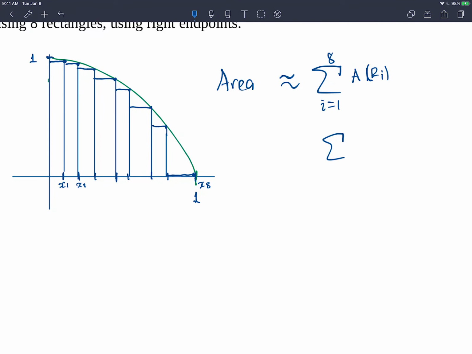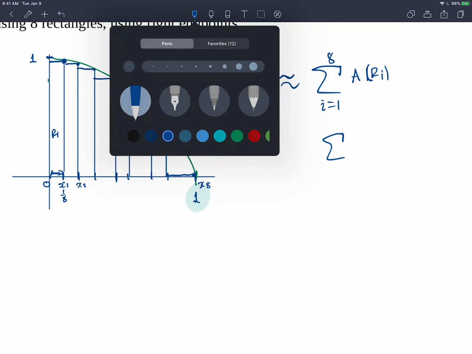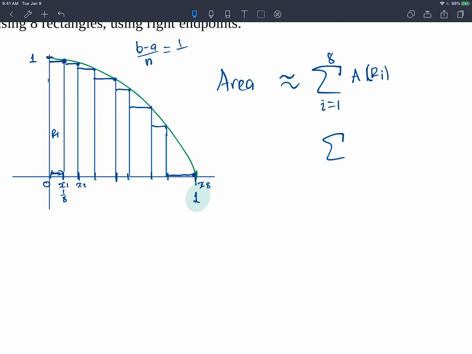So what's the area of the first rectangle? Well, this base times the height, right? And the height is this value over here. So x1 is really 1/8. If I do 8 even rectangles, the formula for the width is b minus a over n, where b is, in this case, this is your b, and the 0 is your a. So b minus a over n is just 1 minus 0, so 1, n is 8, so it's 1/8. This is what we call the delta x.